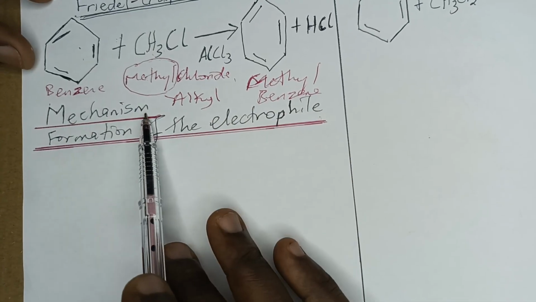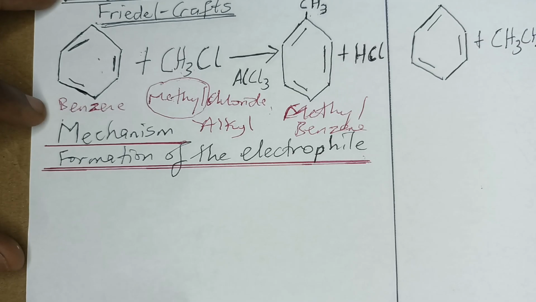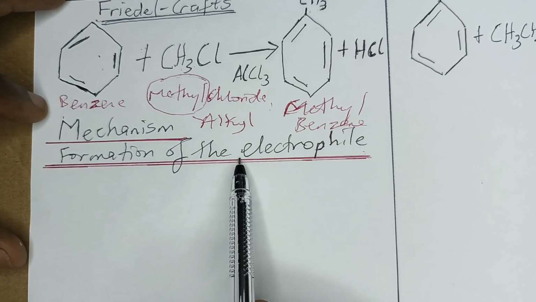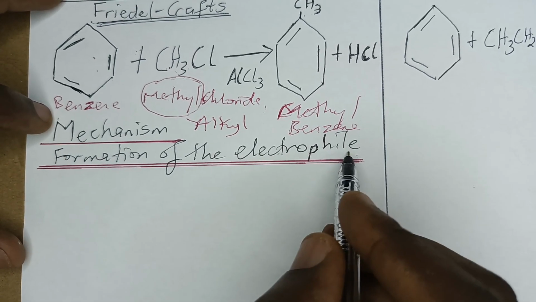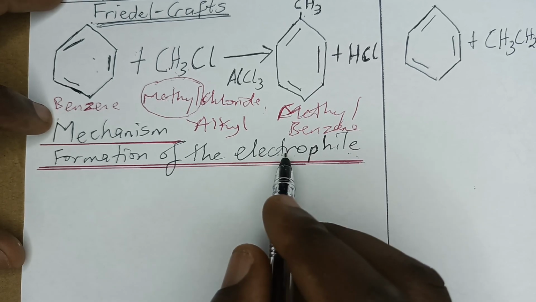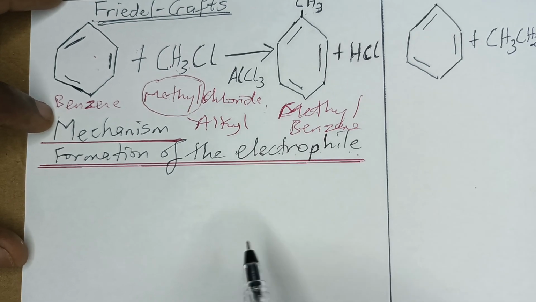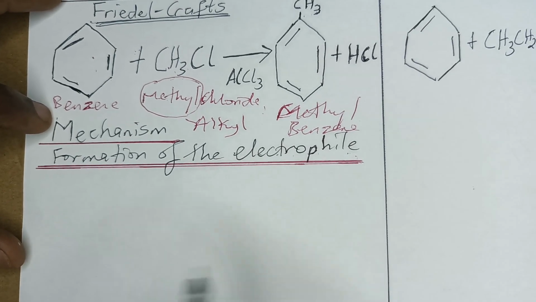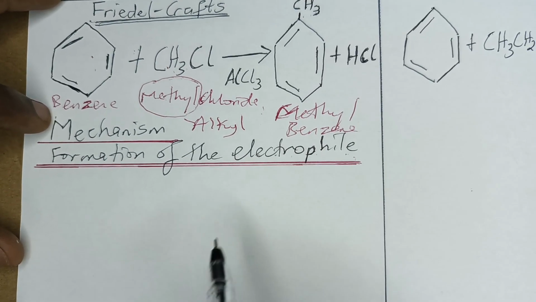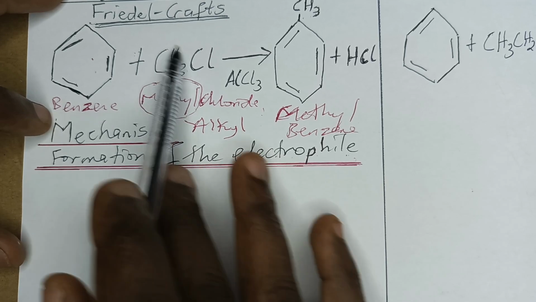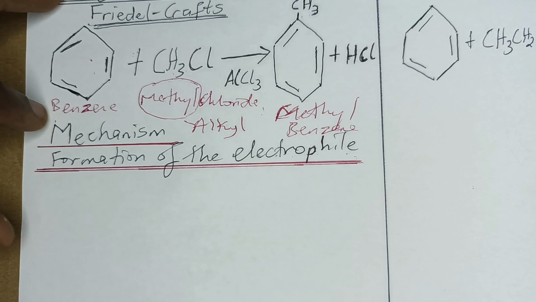Now, let me show the mechanism. How does it happen? Let's show the formation of the electrophile. What are electrophiles? Electrophile means electron lovers. And what will love electrons will be positive, because electron is negative. Because unlike charges attract. So before you can love electrons, you will be positively charged yourself. That's why alkyl is an electron lover. So let's produce the electrophile now. Formation of the electrophile. How does it happen?